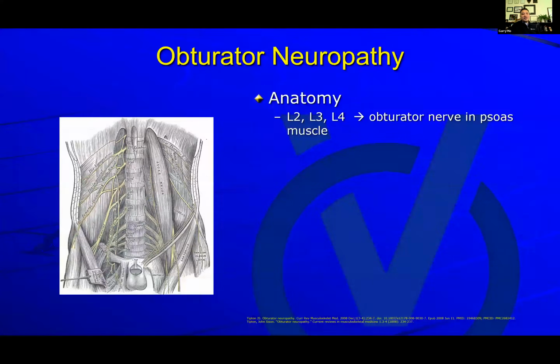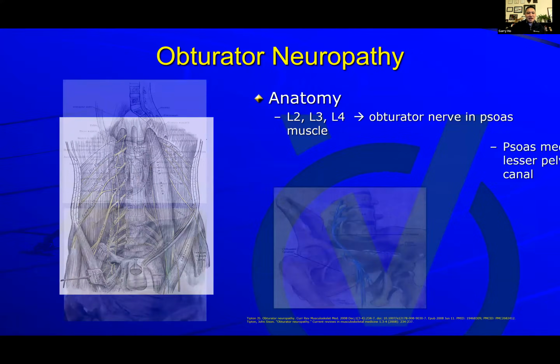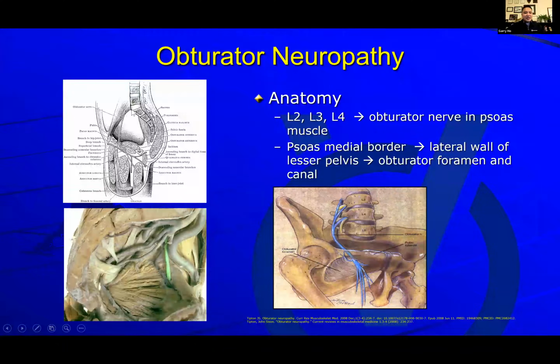The next nerve we'll talk about is the obturator nerve. This is a fun nerve. It does a lot of things. Comes off of L2, 3, 4, again from the lumbosacral plexus, leaves the psoas major muscle. And what's interesting is that as soon as it leaves the psoas major muscle, it goes right into the greater pelvis and sits on top of the rim of the greater pelvis, as shown here.